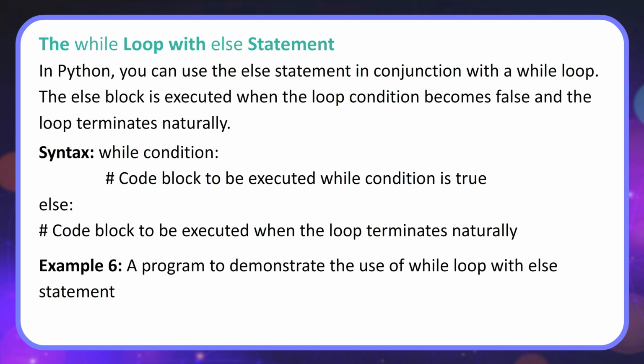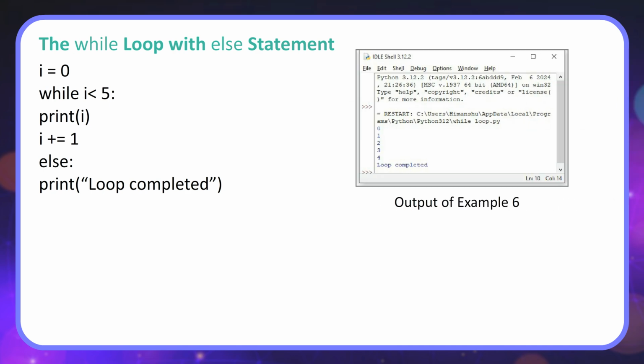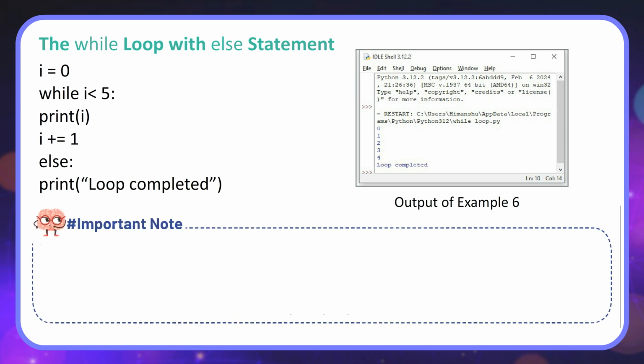Example 6. A program to demonstrate the use of while loop with else statement. i = 0, while i < 5, print i, i += 1, else, print loop completed. Output of example 6.